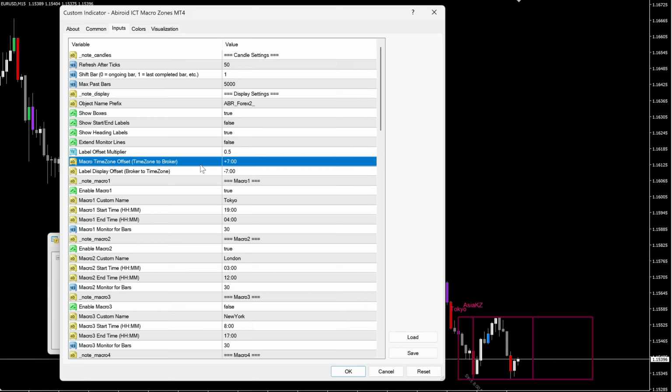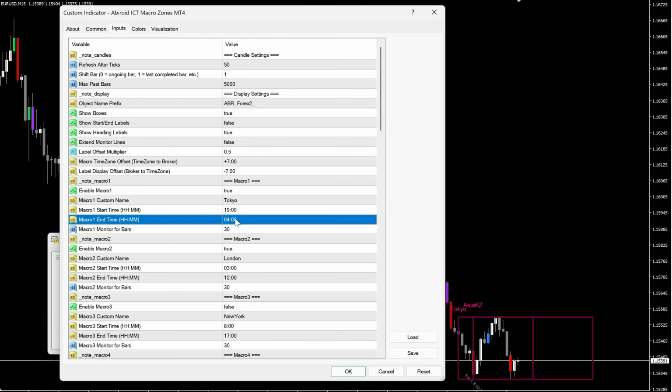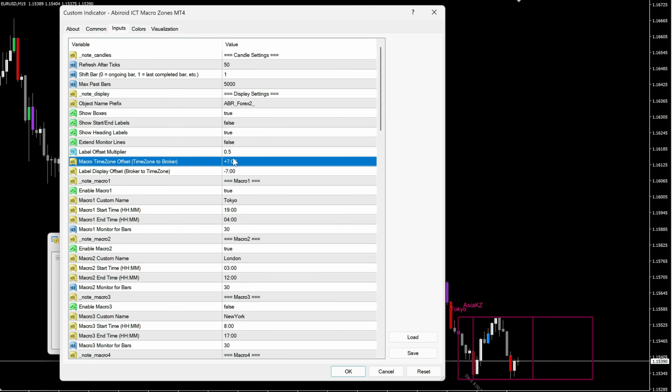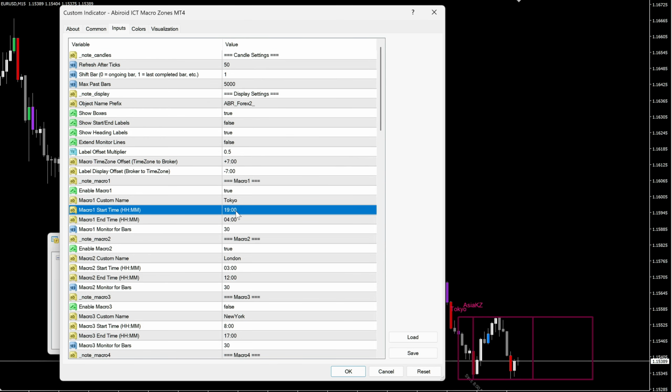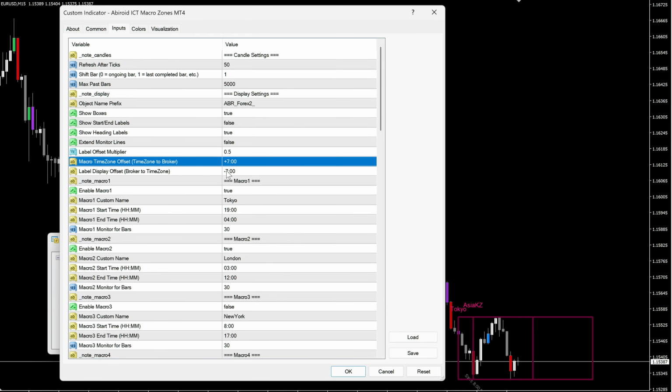Now this first value, this is the conversion of time zone to broker. So whatever time you have over here, you need to convert that to your broker time so that it can draw these boxes at exactly the correct bars. Now these times, I know that these are in EDT right now, and EDT is GMT minus 4. And my broker time is GMT plus 3, which is why I have this 7 over here.